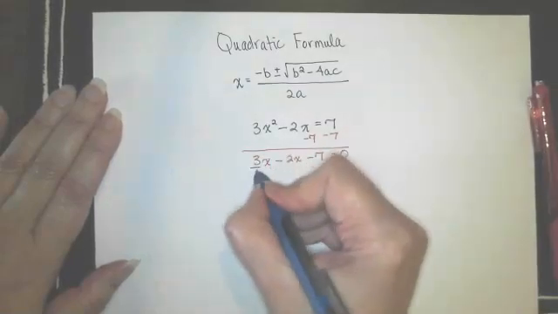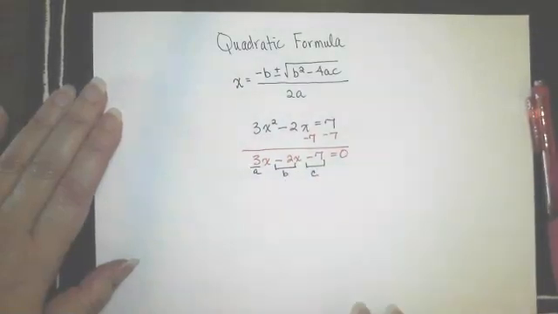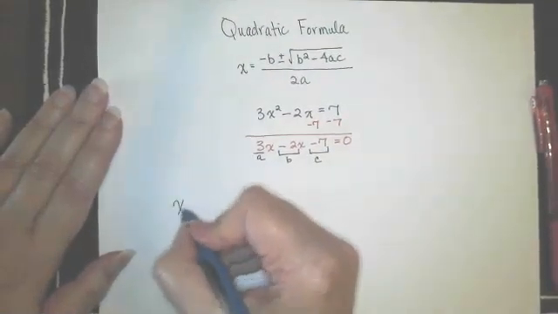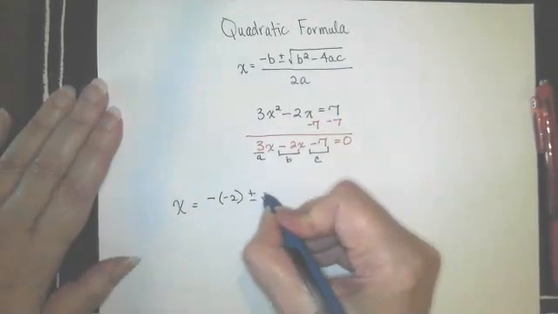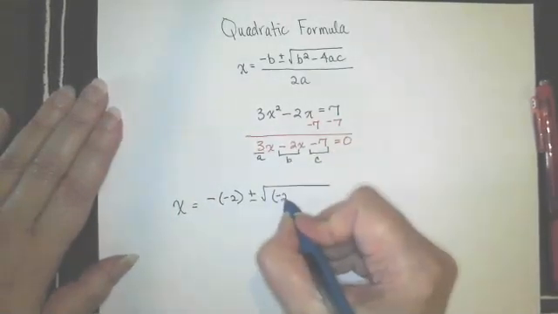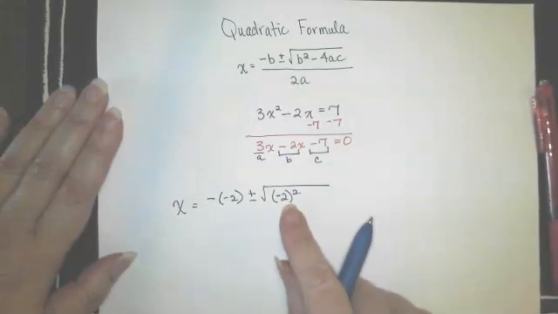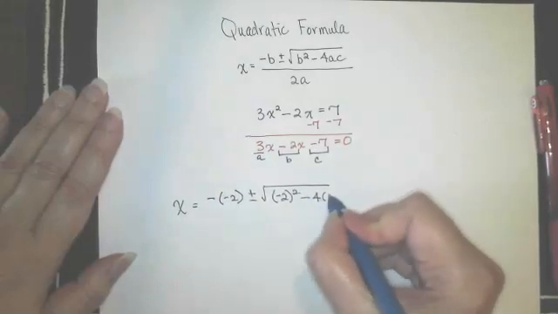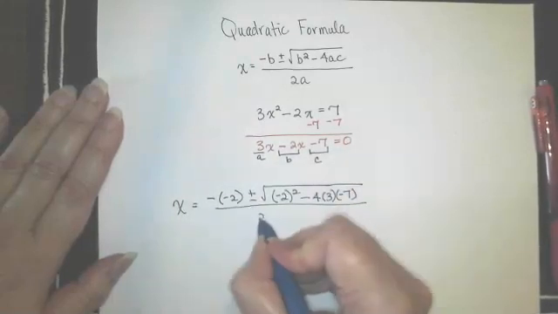I can see my a value is 3, my b value is negative 2, and my c value is negative 7. So I'm just going to substitute those into the quadratic formula. So x equals the opposite of my b number plus or minus the square root of my b number squared. Notice I'm using parentheses so that whenever I use my calculator, it will actually square negative 2, not do 2 squared and then stick a negative on it. Minus 4 times my a number times my c number, all over 2 times my a value.